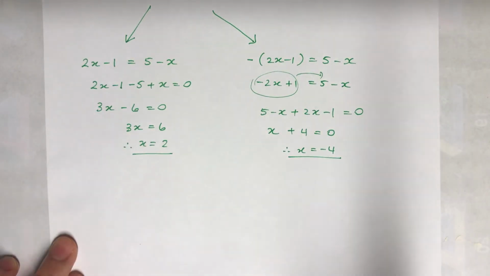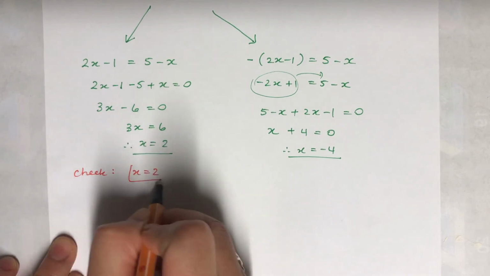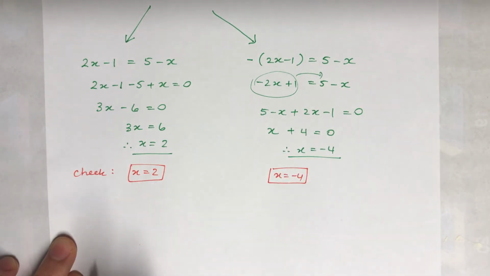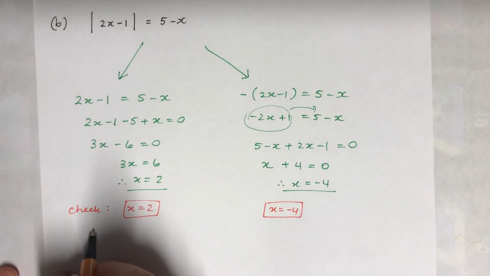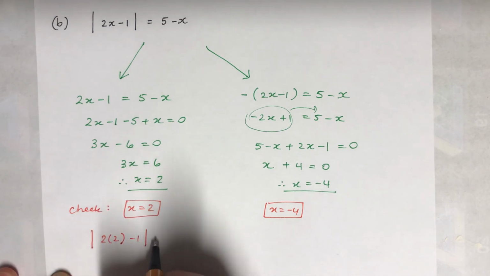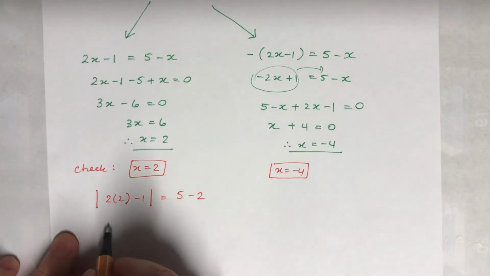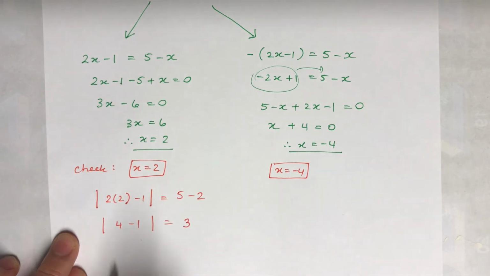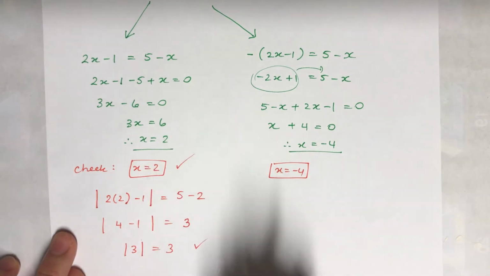So I need to check. When x equals 2, and when x equals minus 4, I'm going to check that. So I'm going to put that into this equation right there. I'm going to go |2x minus 1| equals |5 minus x|. So that needs to be satisfied. It'll be 4 minus 1, that'll be 3, and that's an absolute value 3. Yep, that's good. So that's okay.